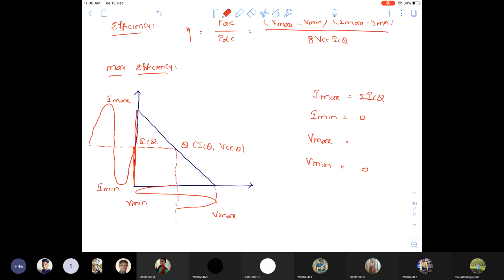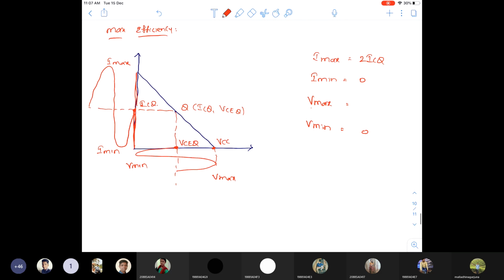Up to here it is the same as the series-fed class A. Now the problem is V max. This point is VCC. What is this voltage? This is VCQ, right? So the Q point is VCQ. For the transformer coupled class A power amplifier, what is the basic formula? VCE equal to VCC minus IC into RL or RC. Is that the basic formula? Yes or no? Yes, sir.